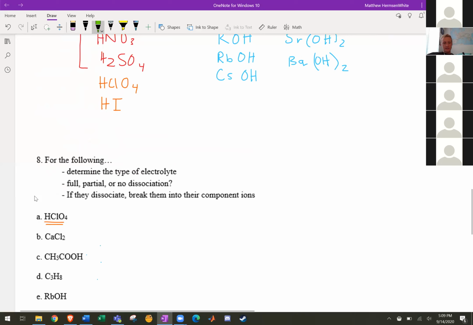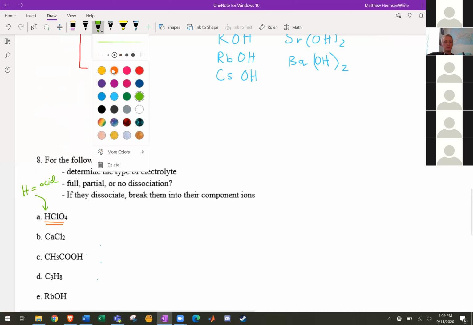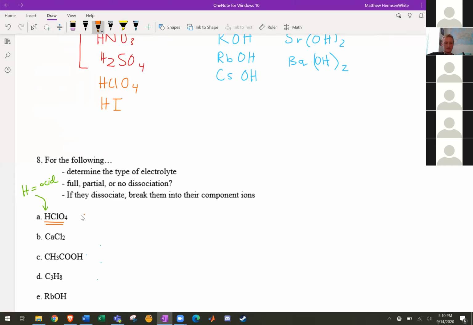So another way to tell it's an acid is whenever you have this H on the front. So the H on the front equals acid. There are some exceptions to that, but for the most part, if you see an H on the beginning, you can assume that's an acid, at least in this class. So this is an acid. Particularly, it's a strong acid because it's on our list of strong acids.